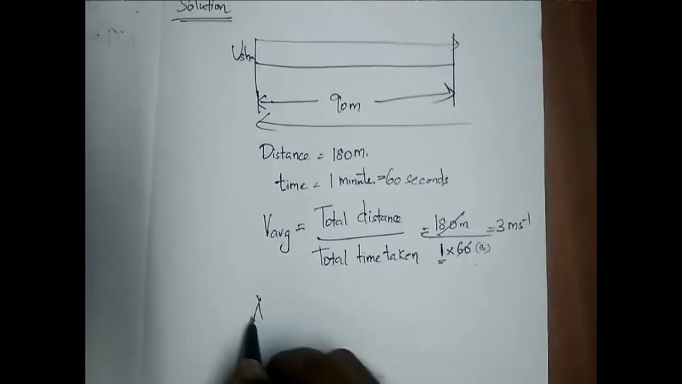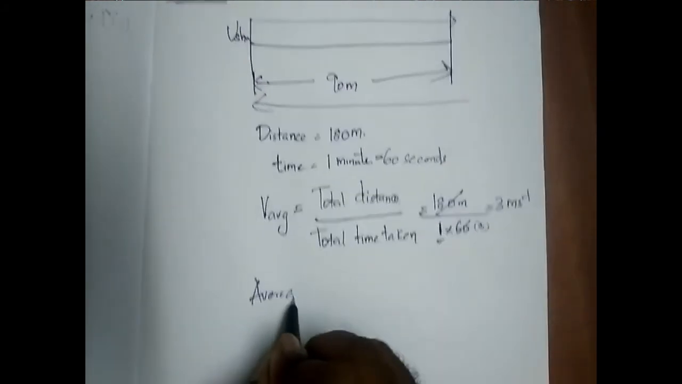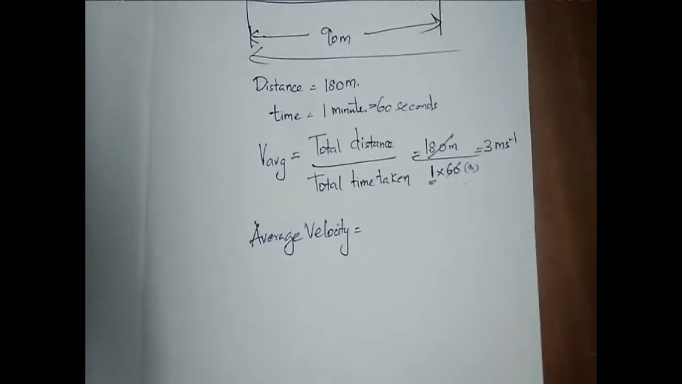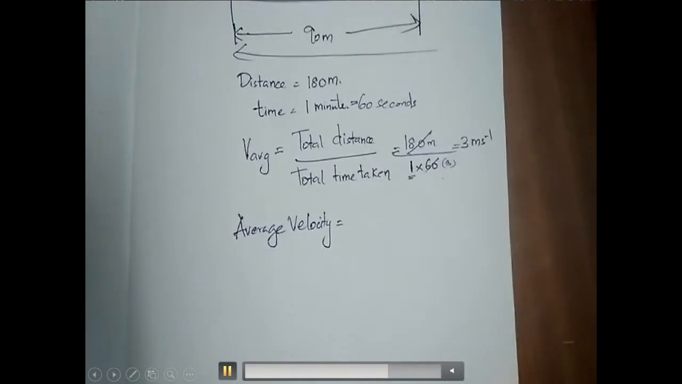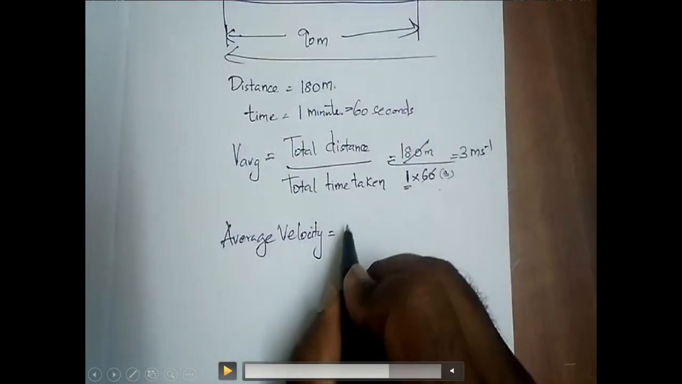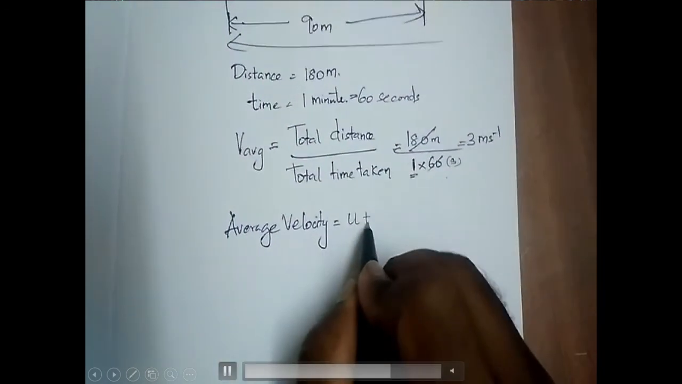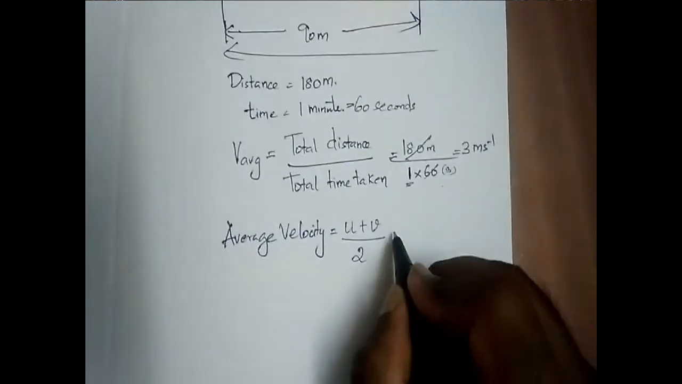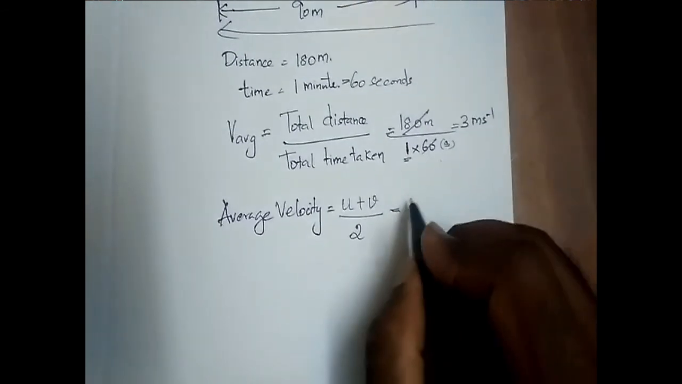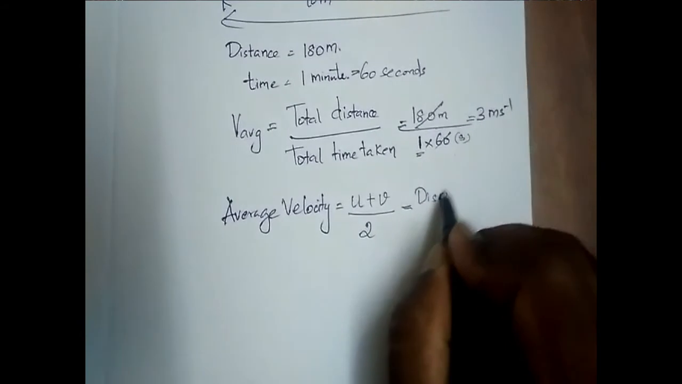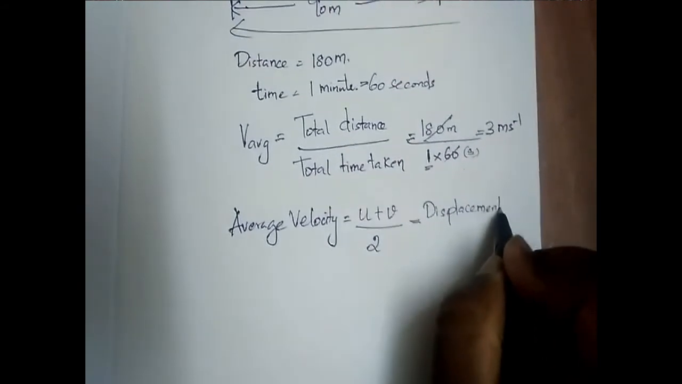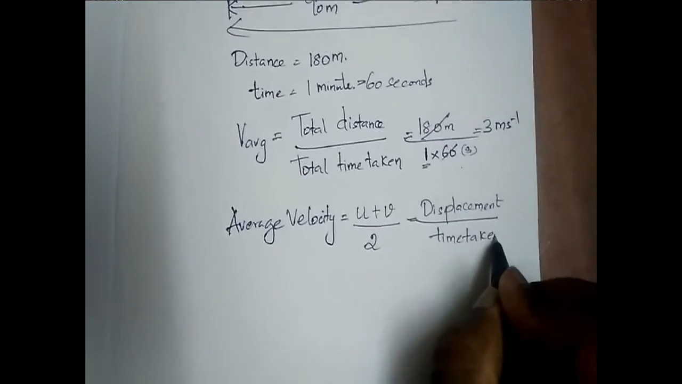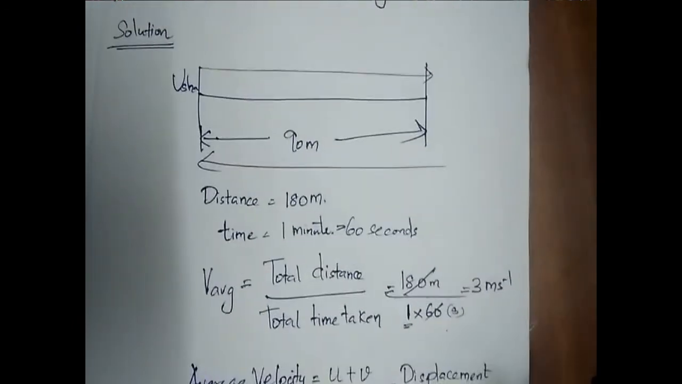Now we are going to calculate a very interesting thing. What is the average velocity? It looks like both are one and the same, but that is not so. Now you should remember what I have taught you. The formula is (u plus v) divided by 2, where u is the initial velocity and v is the final velocity. There is another formula, that is displacement divided by time taken.